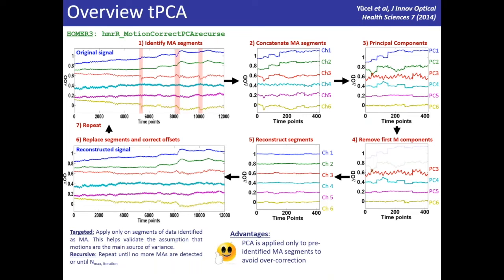So again, summarizing advantages and disadvantages. Advantage is PCA is applied only to pre-identified motion artifact segments to avoid overcorrection. And limitations, it requires multiple channels, same as PCA.